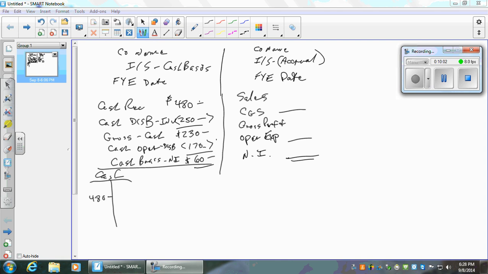I think accounts receivable, debit accounts receivable, credit sales. What else? Unearned revenue, right? Debit unearned revenue and credit sales as you earn it. Am I right, you guys? And then, of course, debit cash and credit sales. So cash goes with all of them, right?